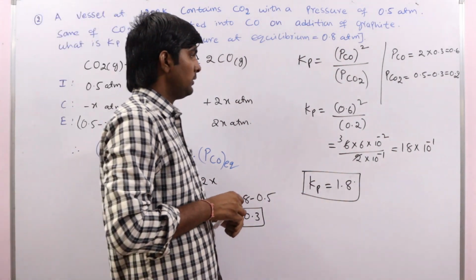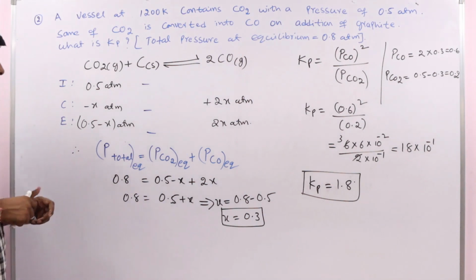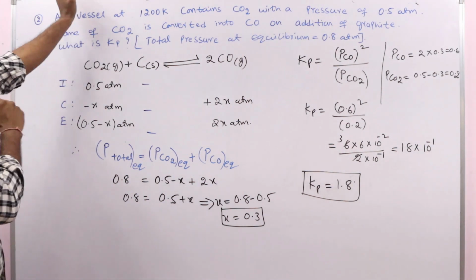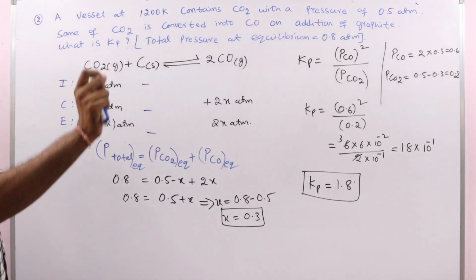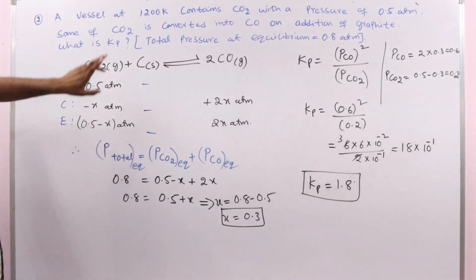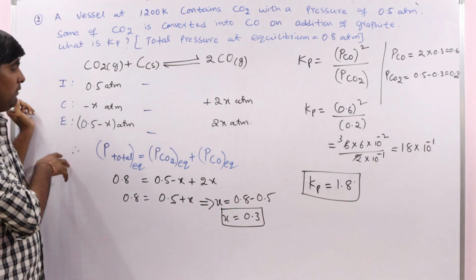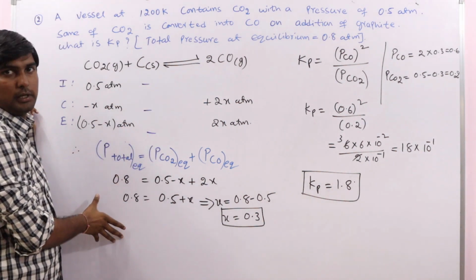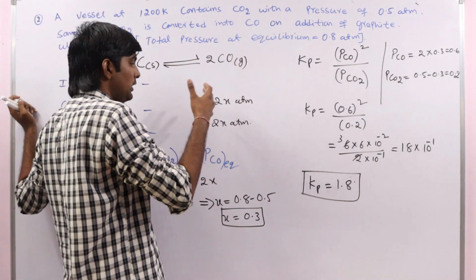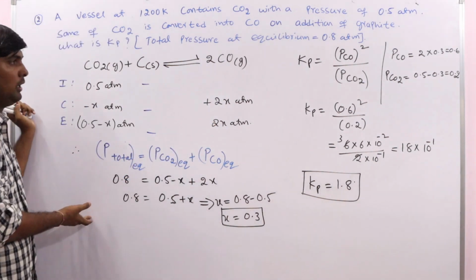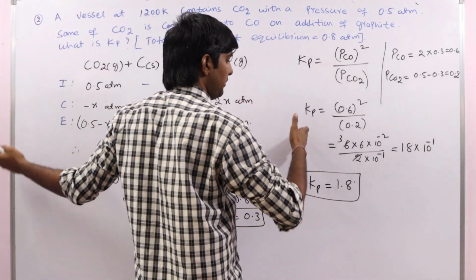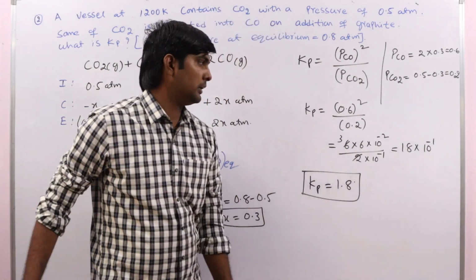Clear? So in this way, first only the initial pressure of the one reactant species which is present is given, and the total pressure is given. So by utilizing an ICE table, first find out the equilibrium concentrations and then the equilibrium partial pressures. Then substitute in the Kp expression, and we get the answer.